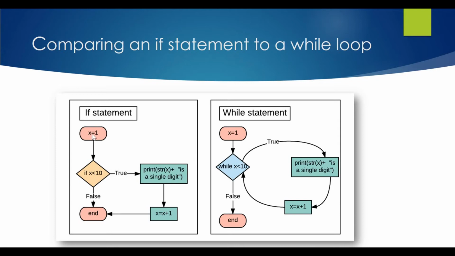So the big difference here with an if statement is that it only runs the code block once. With a while loop, it's going to run this code block until that condition is false. So it's going to repeat whatever is inside the code block until that condition is false, which is very different. So let's go ahead and take a look at an example.